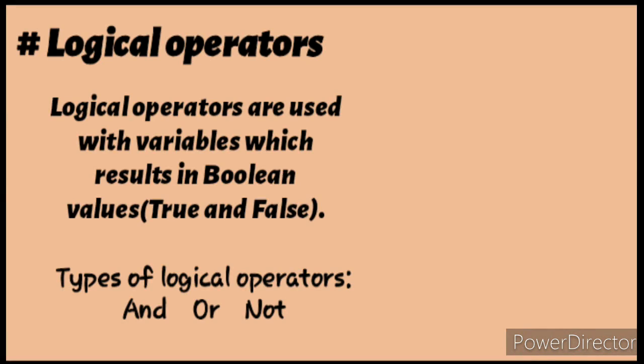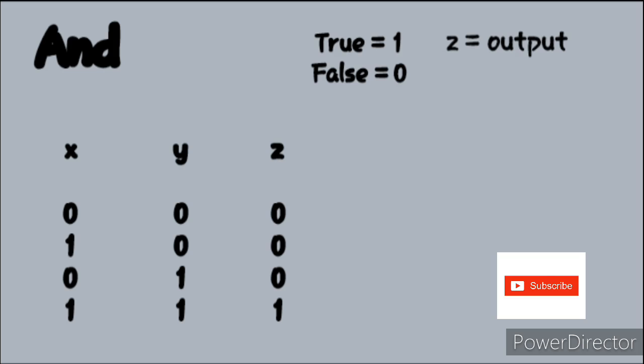The next type of operators are logical operators. Logical operators are used with variables which results in Boolean values like true and false. There are 3 types of logical operators: and, or and not. Now let us discuss logical AND. In logical AND, if both the conditions are false, then the output will be false. If one of the conditions is true, then also the output will be false. If both the conditions are true, then the output will be true.